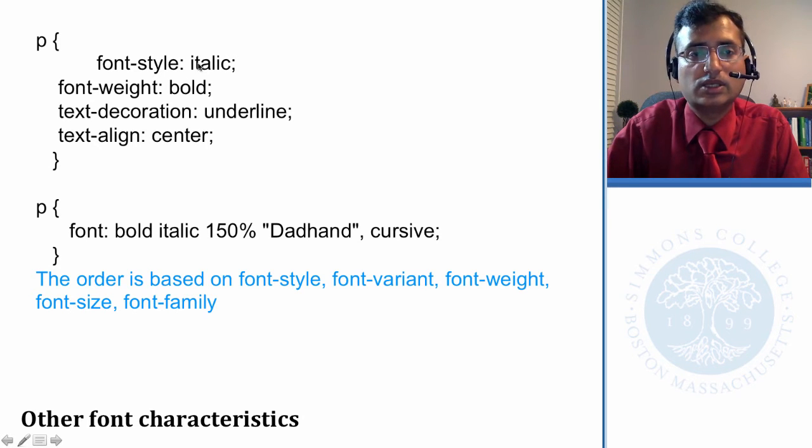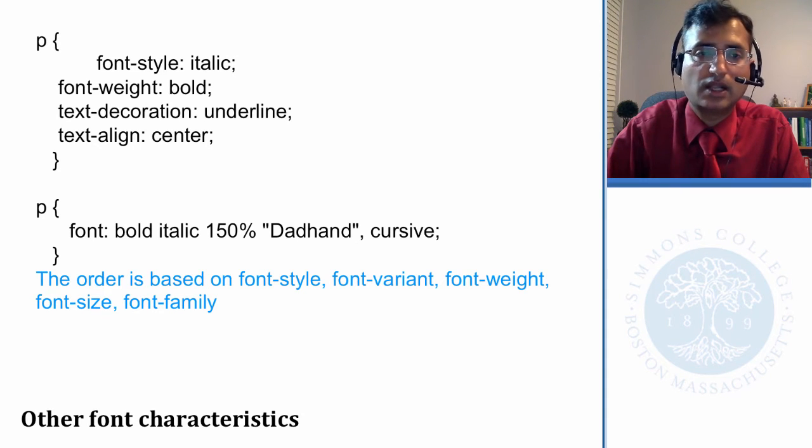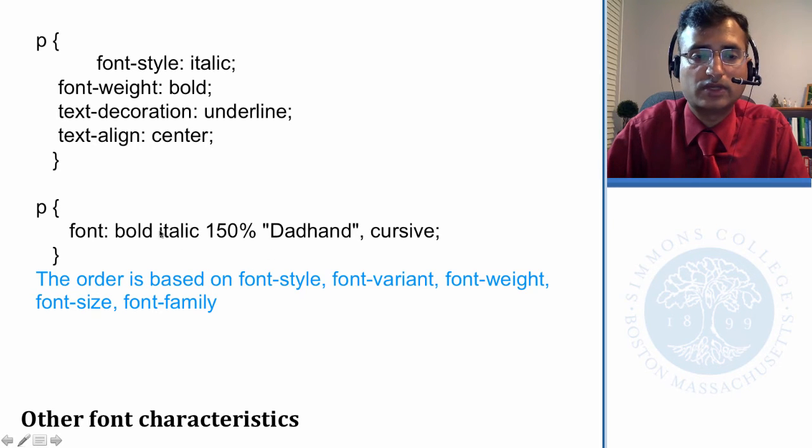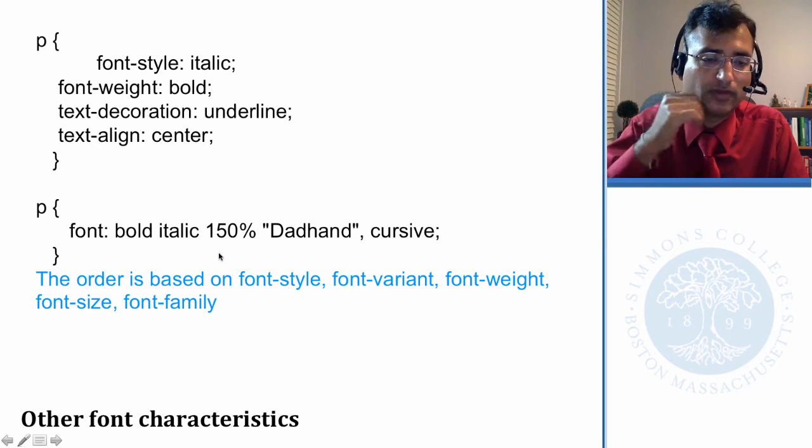Now in the olden days, again, the I tag and the B tag in HTML were used very widely for specifying italics and bold. Even though HTML5 has allowed the use of I and B tags, it is more to do with the semantics and the meaning rather than the exact way of specifying italics and bold as it used to be in the past. So here you can specify the font as bold, italic, 150%, and cursive, and this font type. The order here is based on the font style, the font variant, font weight, font size, and font family.